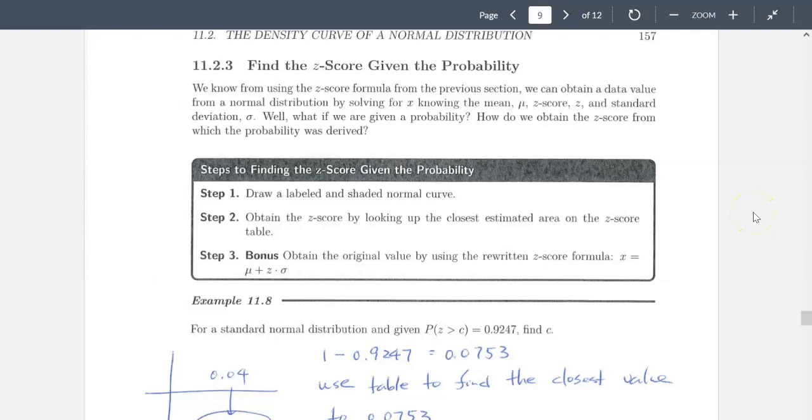To continue chapter 11, now finding a z-score given a probability. So we're going to use the table backwards. Previously, we took our score, used the formula, figured out the z-score, then went to the table to look up what percent, the probability. What if we want the other way around? Say we have the probability but want the z-score.